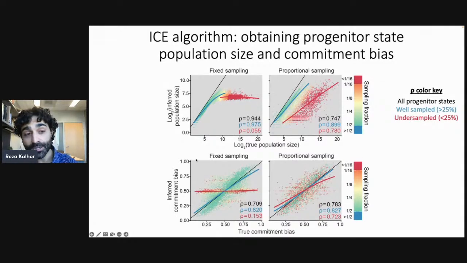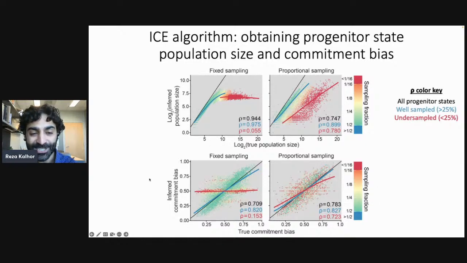The performance for commitment bias is very similar. Basically, you see that for well-sampled progenitor states, there's a high correlation for both fixed and proportional sampling. Whereas for undersampled progenitor populations, fixed sampling is completely or near completely uninformative. But proportional sampling is still somewhat informative. And again, that's because it naturally captures these biases, which naturally dictate population sizes, which are eventually captured.